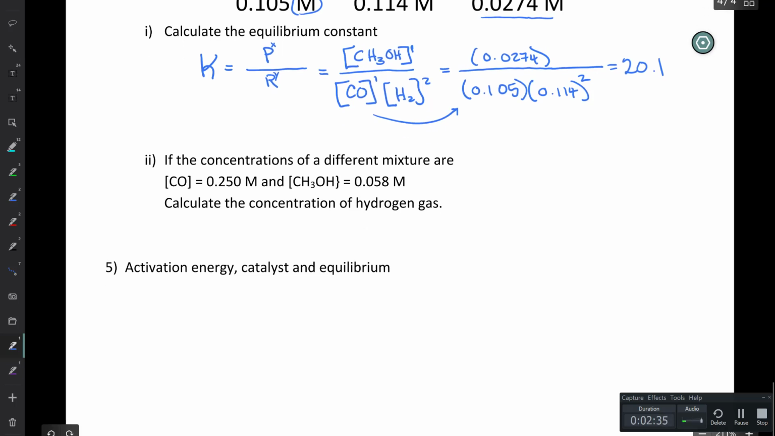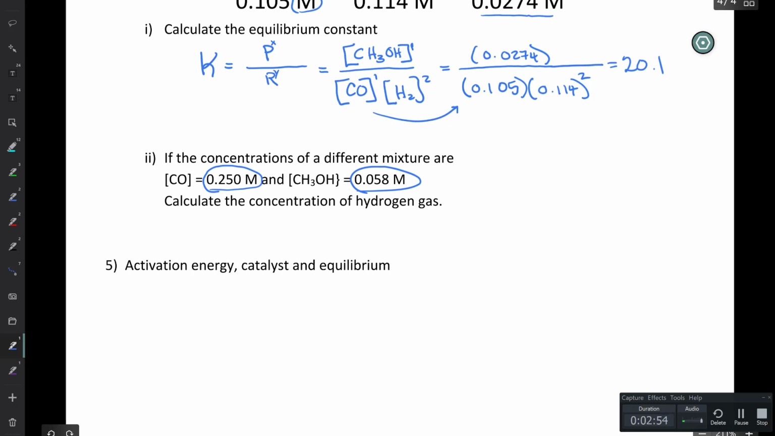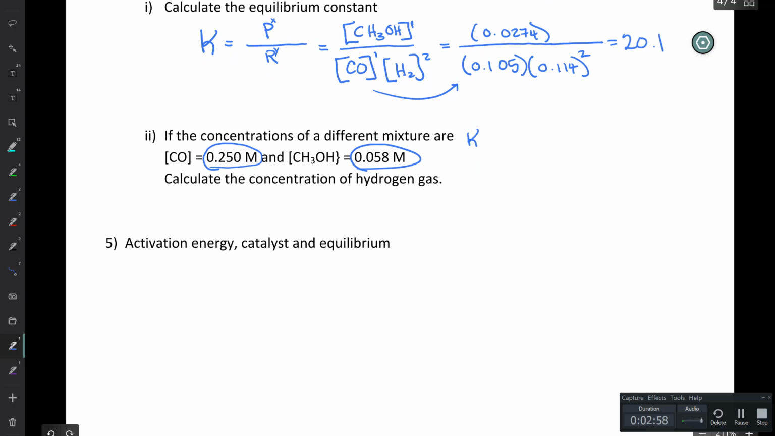Now, what if the concentrations are different? It says, what if the concentrations of CO are 0.250 and CH3OH are 0.058? Calculate the concentration of hydrogen gas. So in this particular problem, we're going to assume that the equilibrium constant, because it doesn't change for the reaction regardless of what concentrations you have, should always be equal to 20.1.